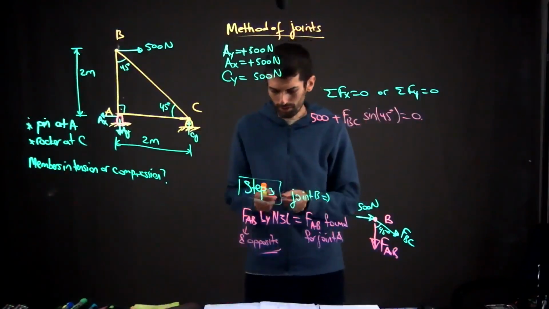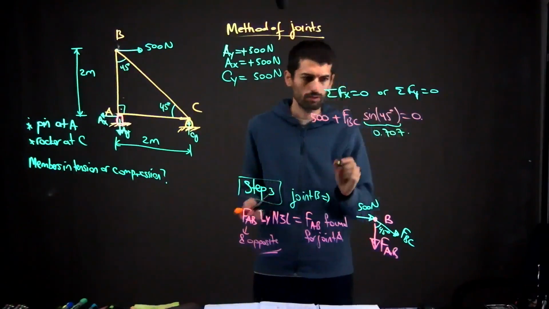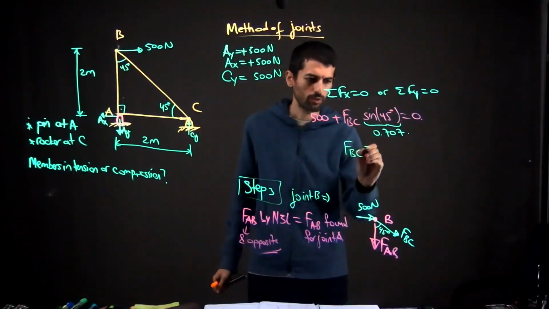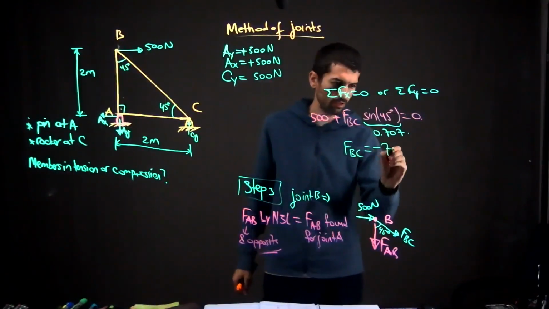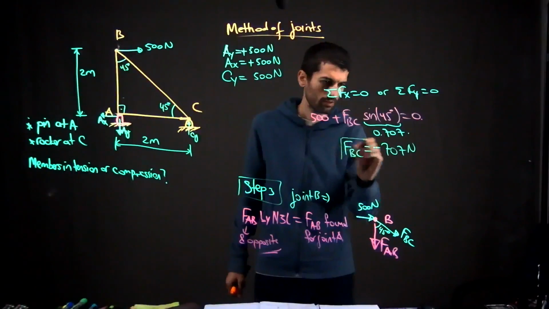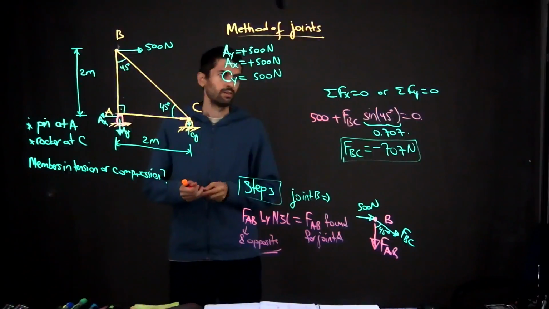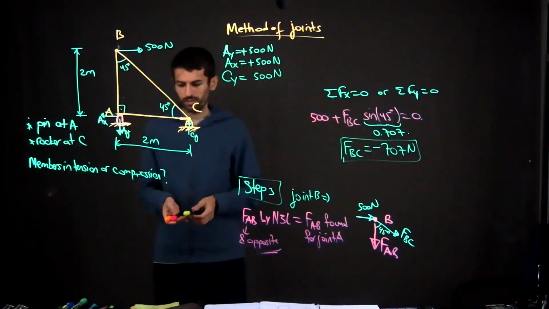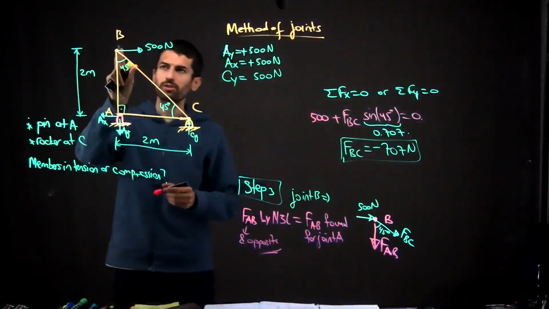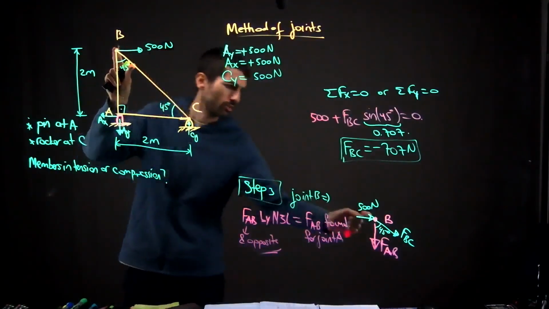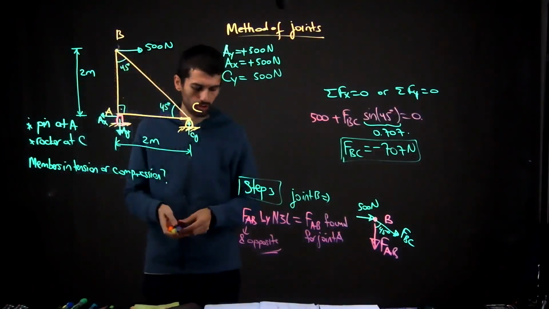And sine 45 is 0.707. So from here it follows that F_BC will be equal to negative 707 newtons. And it means that the direction that we have for B is wrong, so it should be this way. Okay, that's for joint B.